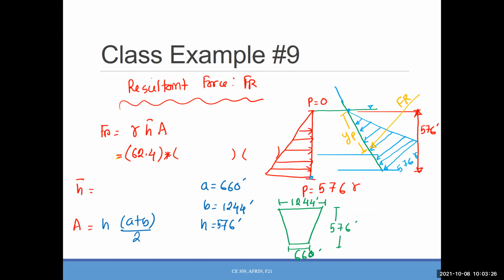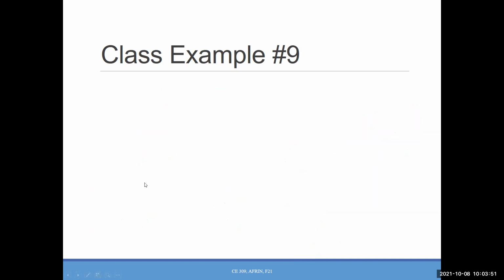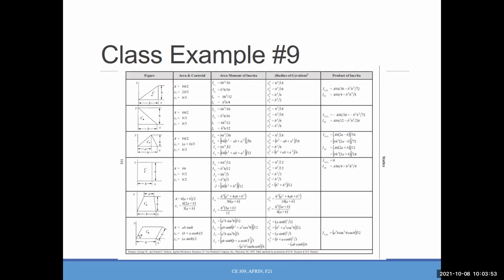We need to calculate the H bar, we need to calculate the area. We only know the gamma. That's where we stop. Now we will start from this point. Now the question is, how can we calculate the area of the trapezoidal surface? If you can remember the equation, that is absolutely wonderful. If you can't remember the equation, you have one package just like that from your AP manual. Since we are working with the trapezoidal cross section, we will use this line. Here you can find the area.